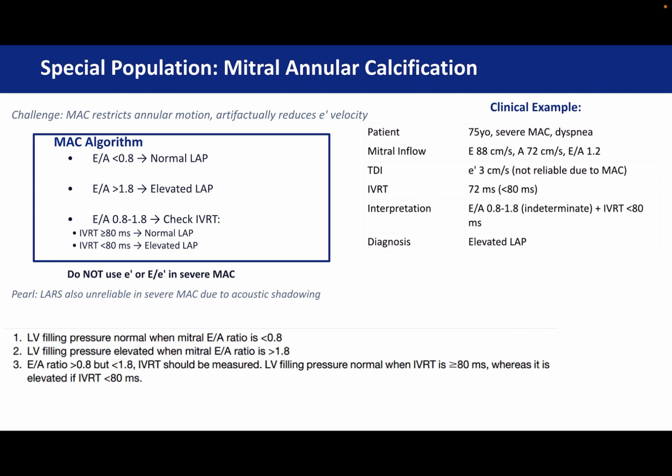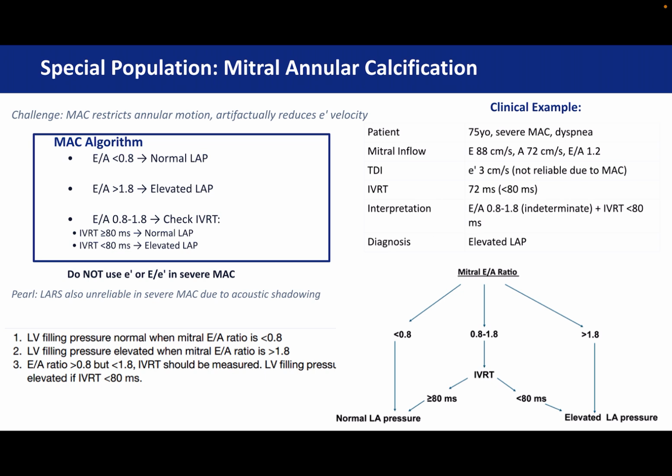In the 2025 MAC-specific algorithm shown here, E to A less than 0.8 means normal left atrial pressure despite low E prime. E to A greater than 1.8 is elevated left atrial pressure. E to A 0.8 to 1.8, check IVRT. If it's greater than 80 milliseconds, it's normal. If less than 80, elevated left atrial pressure.